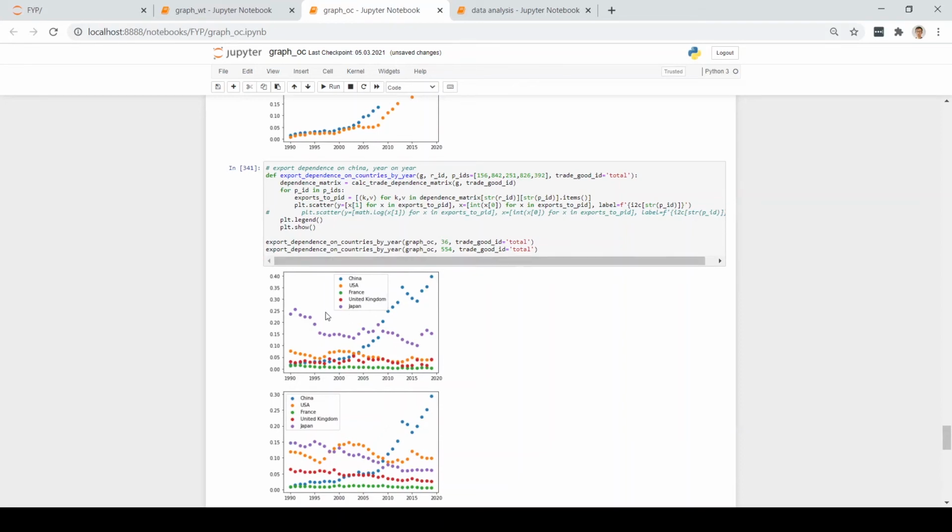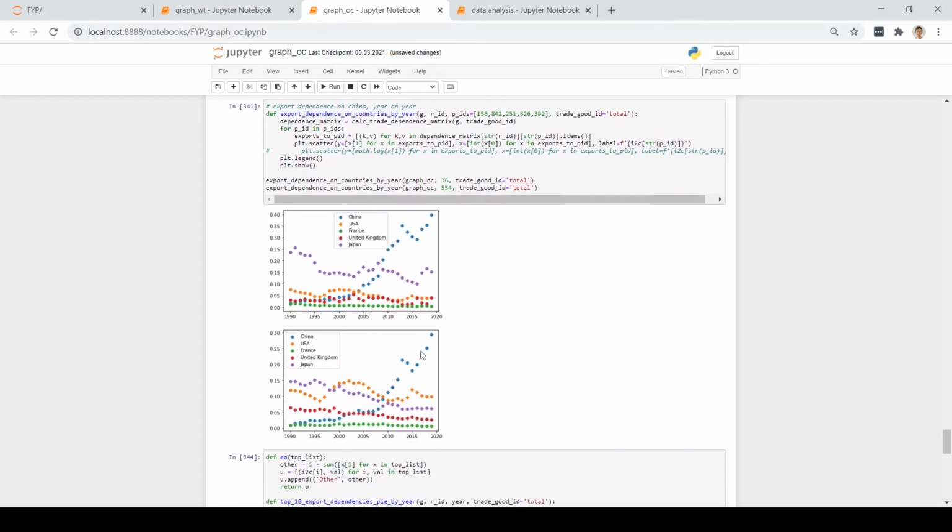So in this case, the set of countries is China, the USA, France, United Kingdom, and Japan. The first graph shows the Australian exports to these countries, the variance over the years, and the second graph shows the exports for New Zealand.